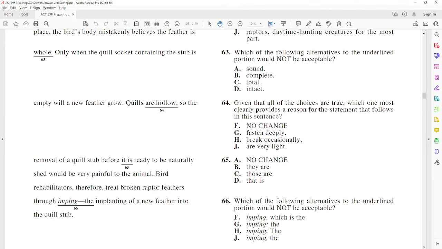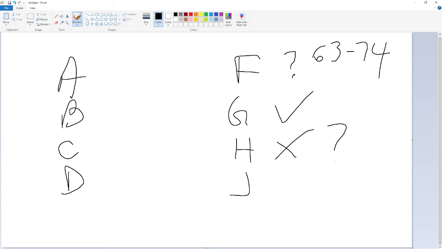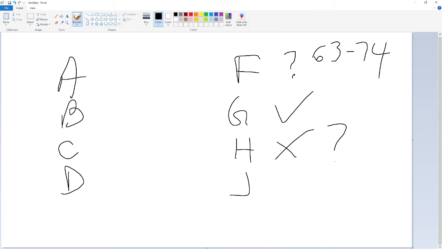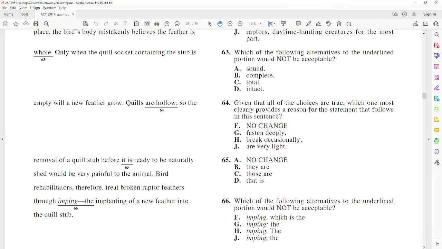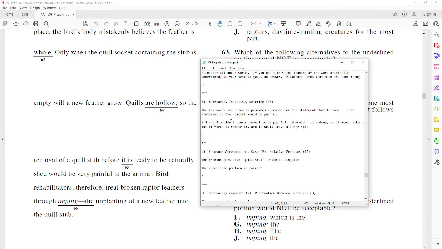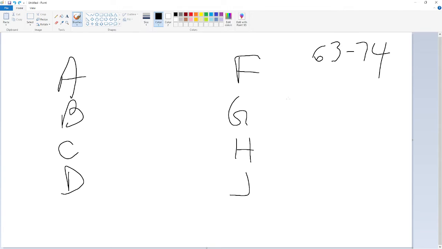I would say no. Or maybe, I don't know, maybe it is. And then quills are light, very light. So the removal, well, I don't know. Why would being light make it hurt to remove it? So G is the best one. It's deep, so it touches a lot of nerves, and then removing it makes it painful. So the answer to 64 is G. They fasten deeply. All right, let's see. That was relevance.